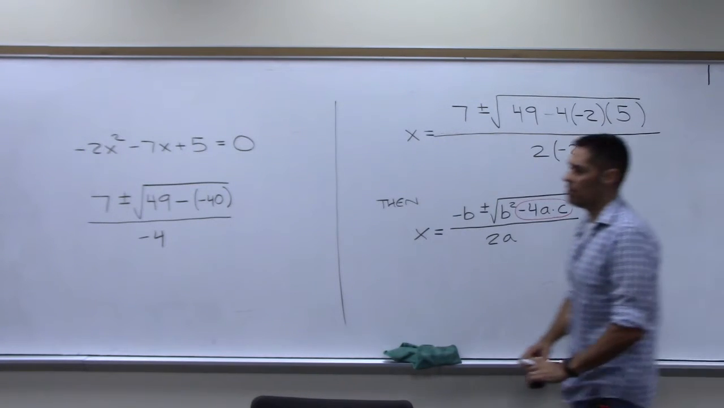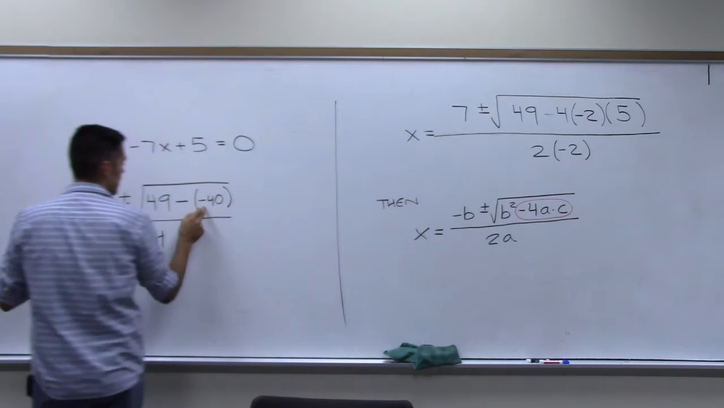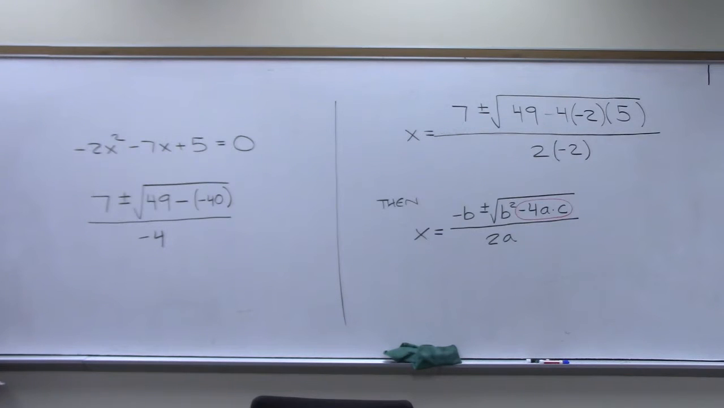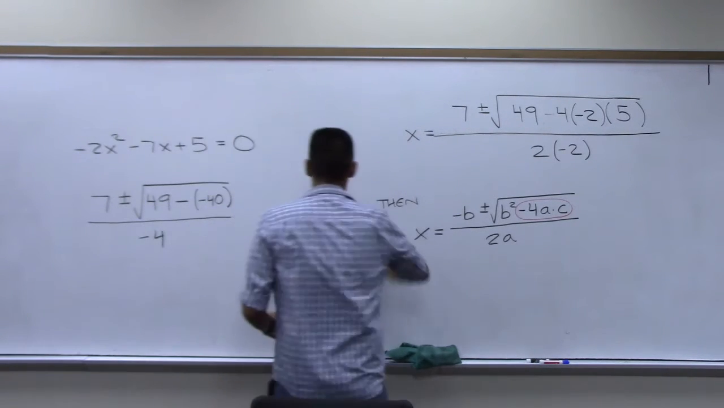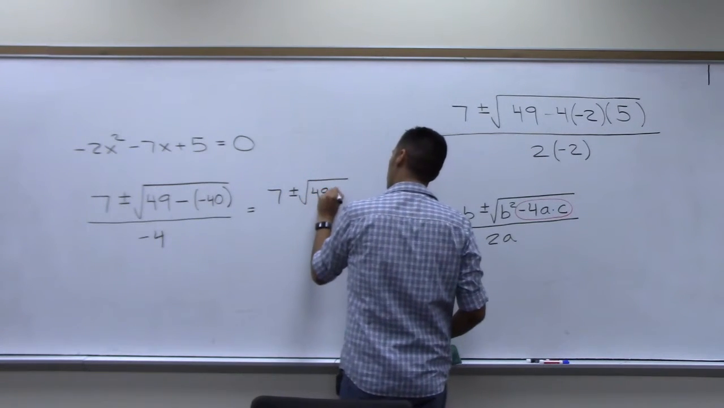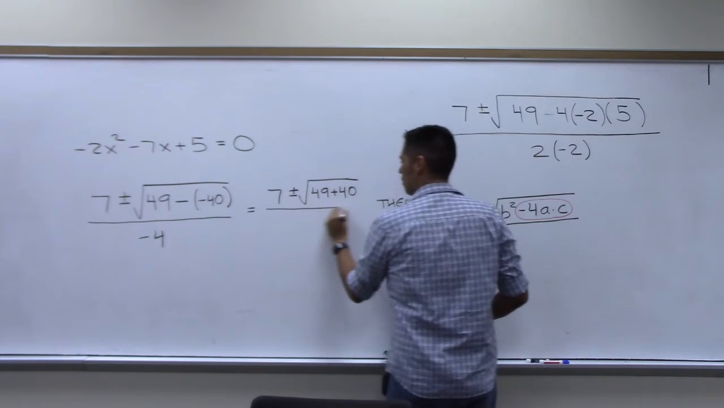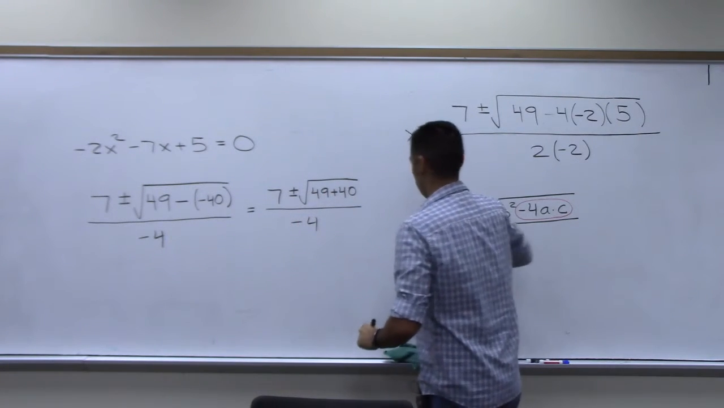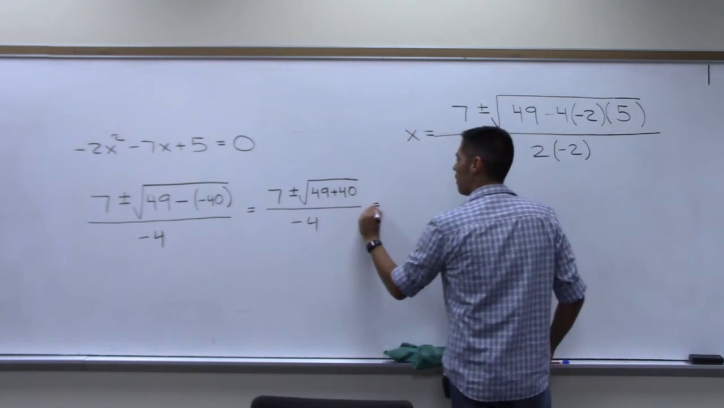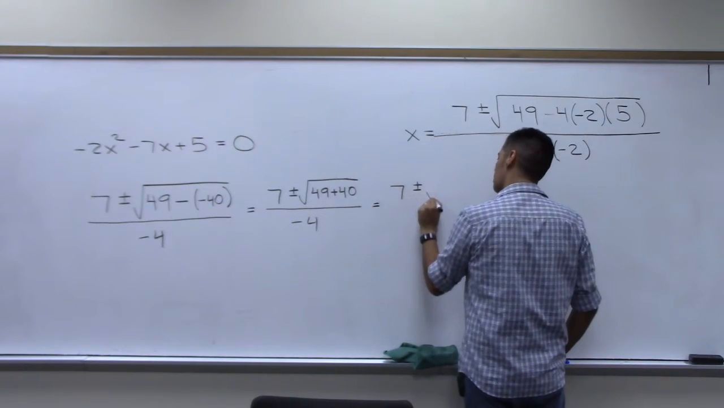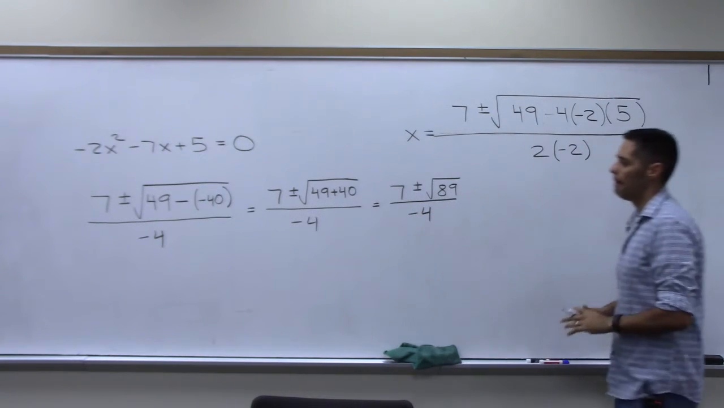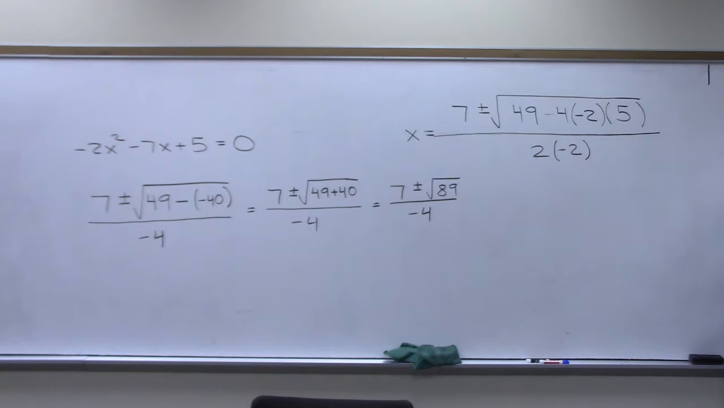Now, what do you get when you take a minus a negative number? If you subtract a negative, what happens? Double negative becomes plus, right? That becomes an addition. So this now becomes 7 plus or minus the square root of 49 plus 40, all over negative 4. I'm almost there. 49 plus 40 is 89. 7 plus or minus square root of 89, then over negative 4. Yes?